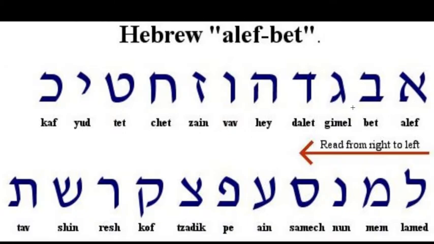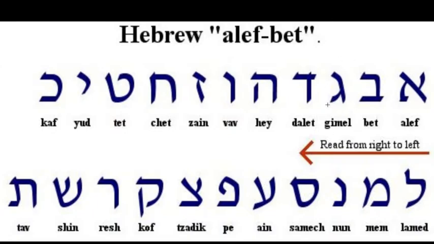Aleph, Bet, Gimel, Dalet, Hey, Vav, Zayin, Chet, Tet, Yud, Kaf, Lamed, Mem, Nun, Samech, Ein, Pei, Tzadi, Kuf, Reish, Shin, Tav. Okay, so going back here, Aleph is usually silent. It takes on the sound of whatever vowel it's being assigned. Beit can have a B as in boy or a V as in Victor, depending on whether or not there's a dot in there, a plug, okay?